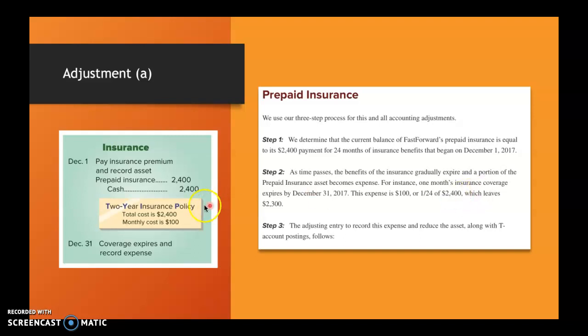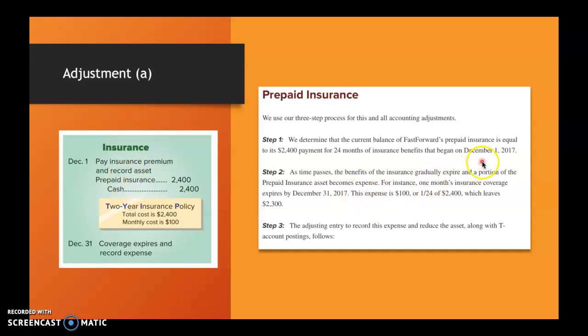We can see over here when we record it, when we buy it on December 1st, 2017, we're going to record a $2,400 prepaid insurance debit and credit cash for $2,400. These are both assets, so in this transaction, we're trading our money for a prepaid insurance policy.